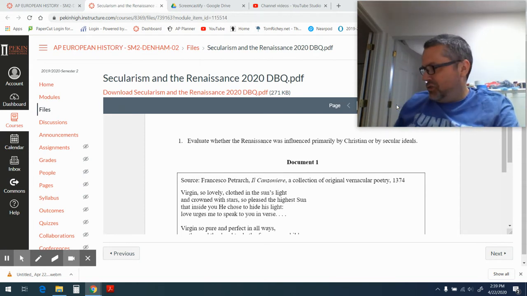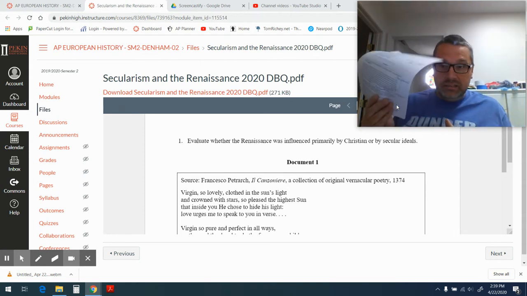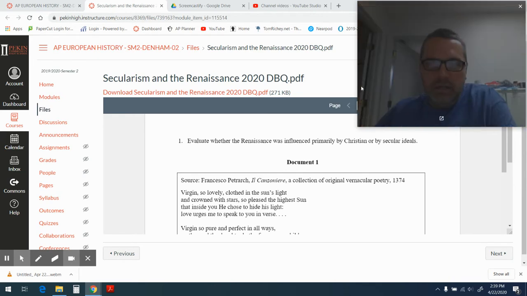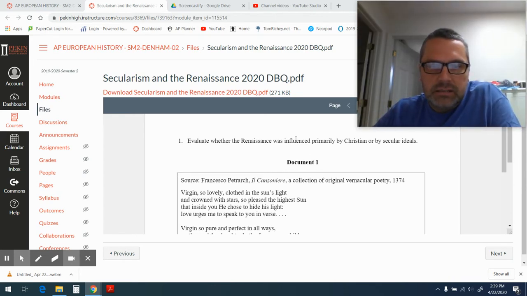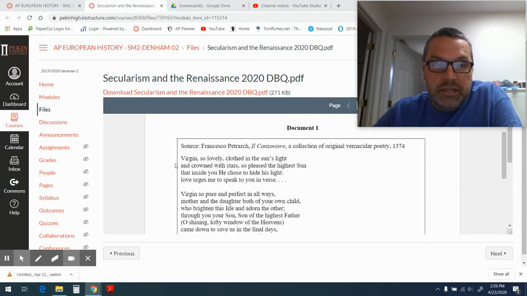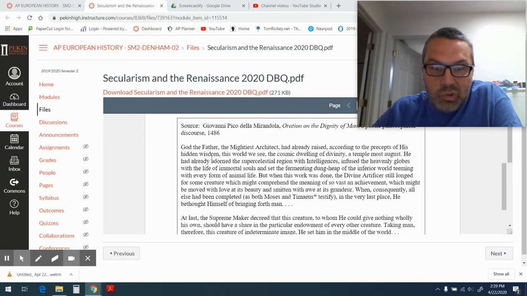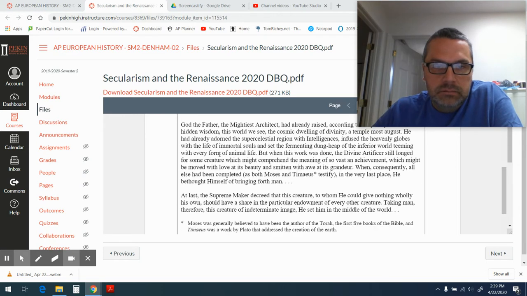And so if you start to look through these documents, you have your documents, and they're right here on Canvas. You see that they are very religious, has some religious overtones. The Virgin, capital V, referring to Virgin Mary, the beauty in God, and all this kind of stuff. Document 2, talking about things that were created by God and that he put forth man.